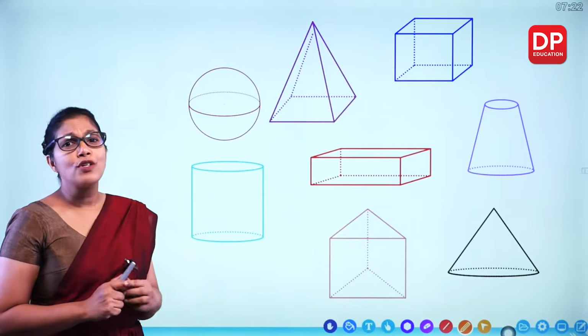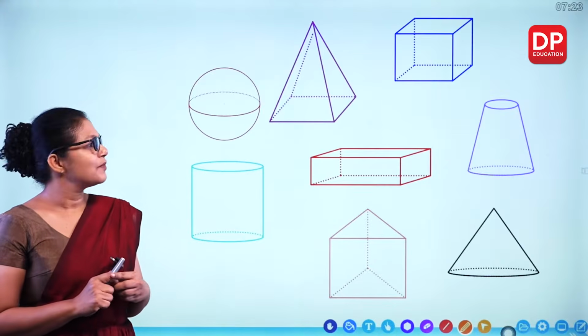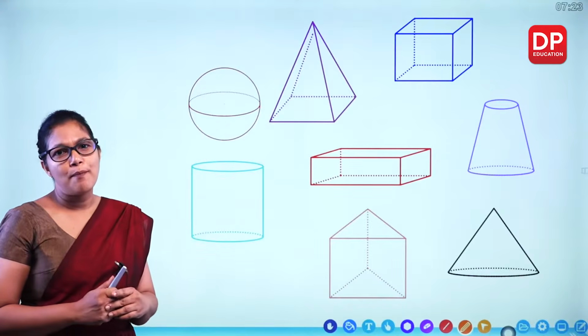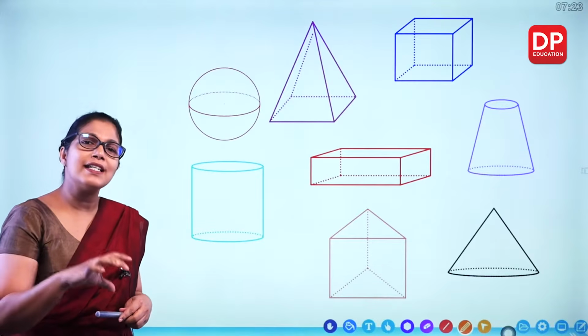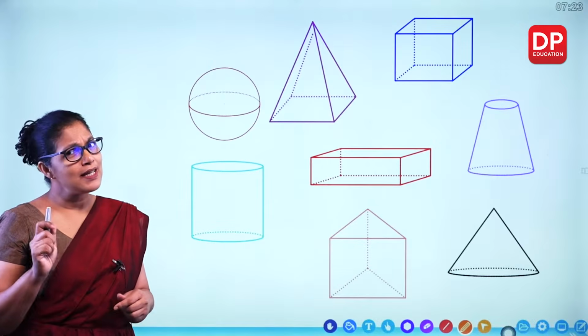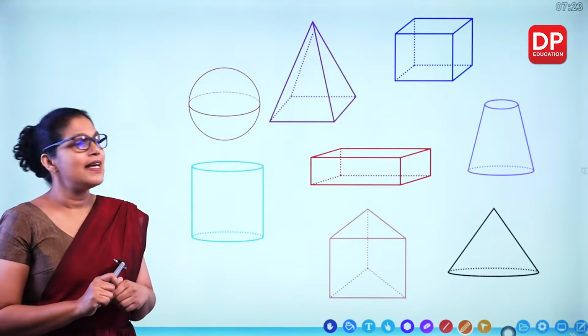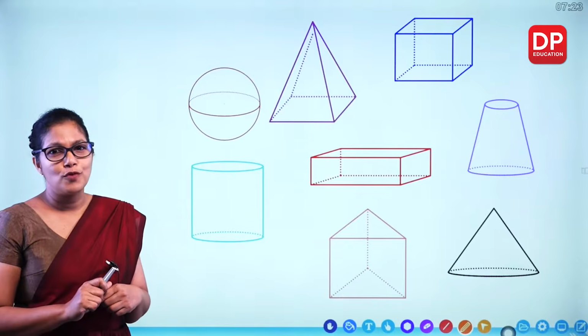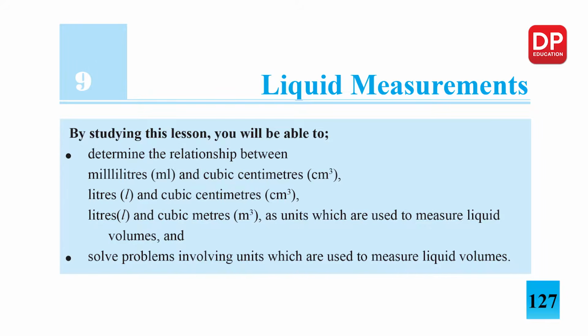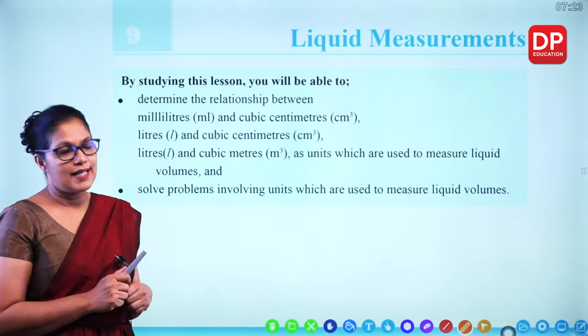So what about liquids? Liquid doesn't have a definite shape. When you pour liquid into a container, it takes the shape of the container. But liquid has a definite volume. So today we are talking about chapter 9, liquid measurements.